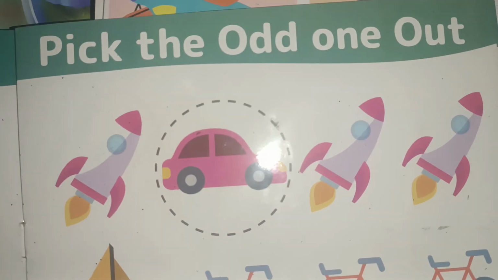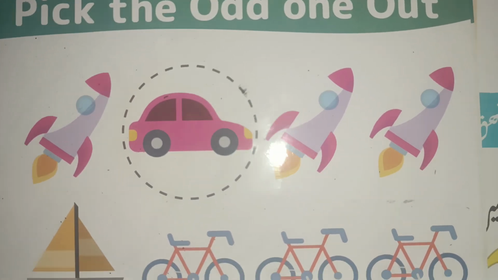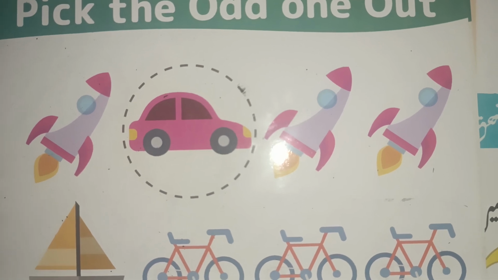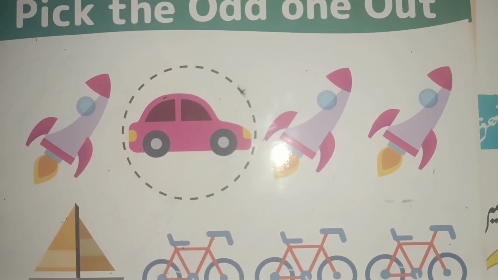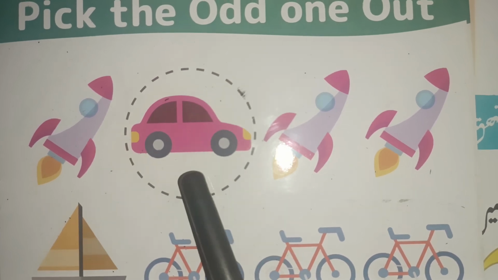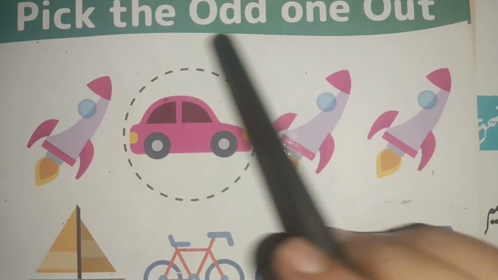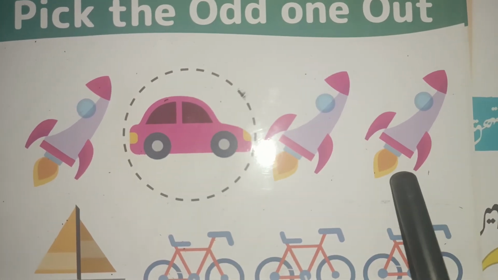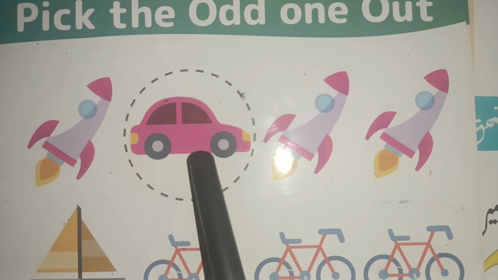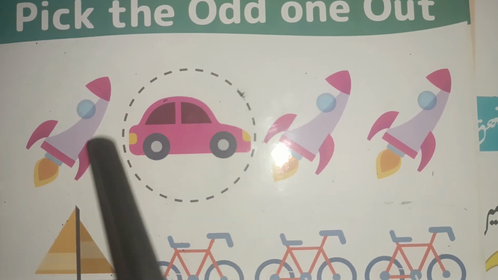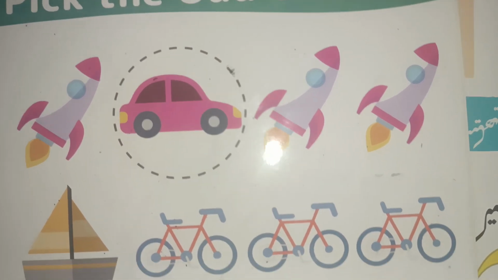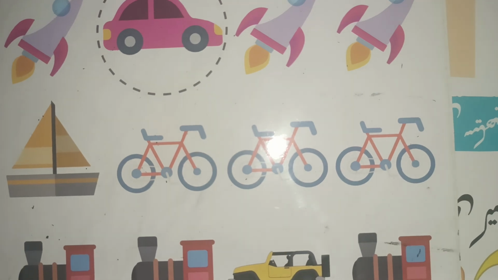Pick the odd one. Here are the pictures. We can pick the odd one out. Let's see. First one is done for you. See, here are the three things. These are alike. One is different. This one is the odd one. Then pick it out. Now this rule also applies to these.